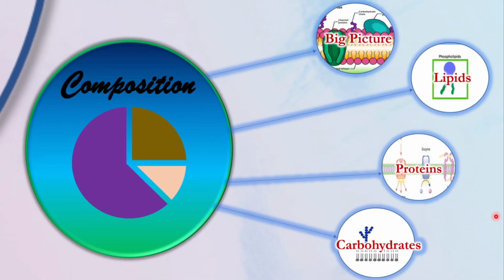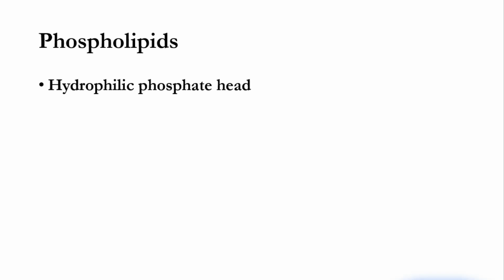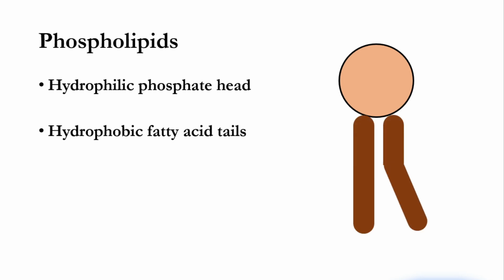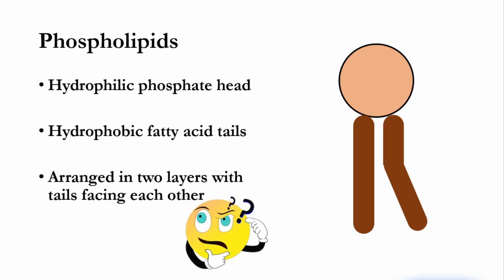Now coming to the first constituent, lipids. Lipids constitute 40% of the cell membrane. And now we'll look at the major lipid composition, which is phospholipid. Phospholipid contains a hydrophilic phosphate head as well as hydrophobic fatty acid tails. These phospholipids are arranged in two layers with the tails facing each other, which you saw in the previous picture.